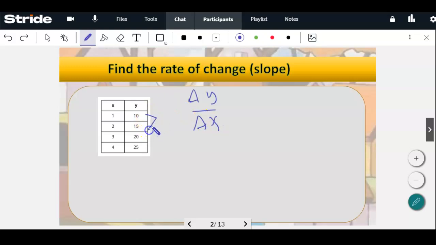So to go from 10 to 5, that's plus 5. To go from 1 to 2, that's plus 1. And you can check these as well. That's plus 5. This is plus 1. So change in y is 5. Change in x is 1. Simplifies to 5. So this rate of change or slope is 5.